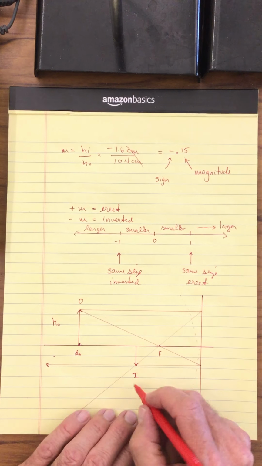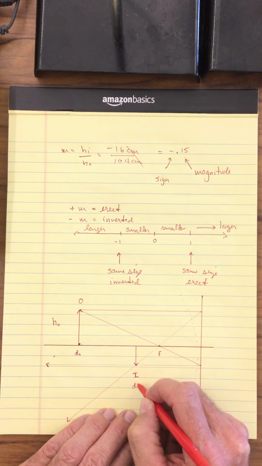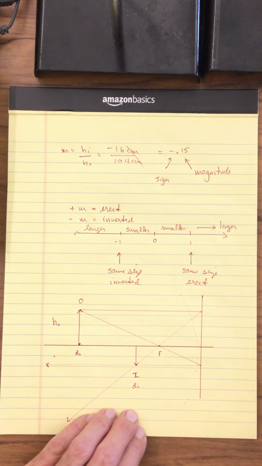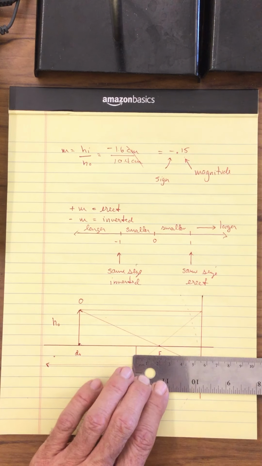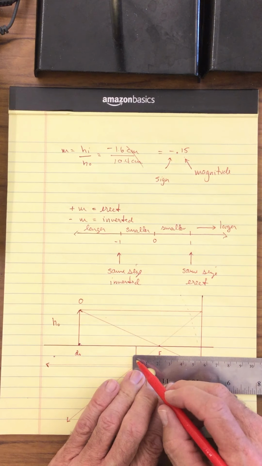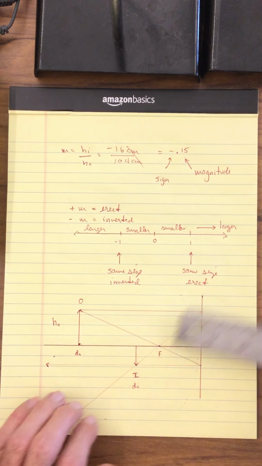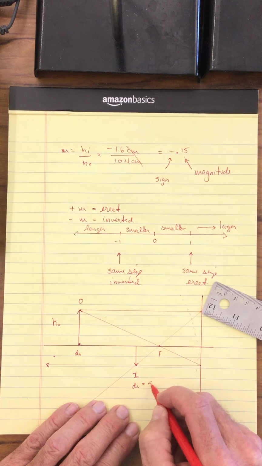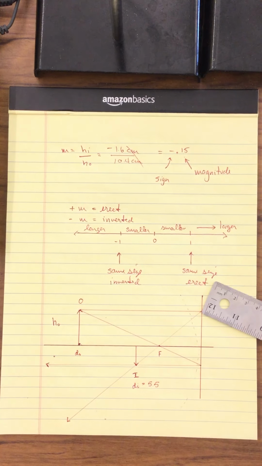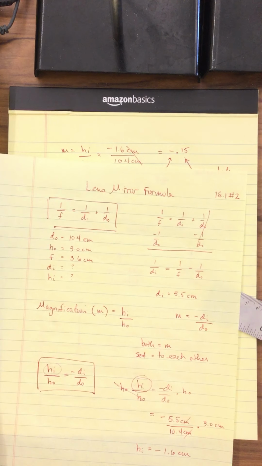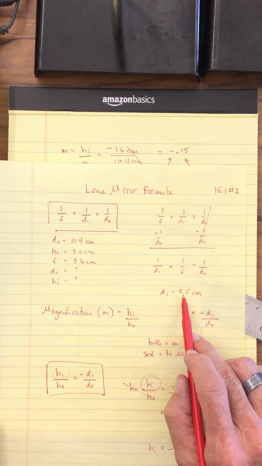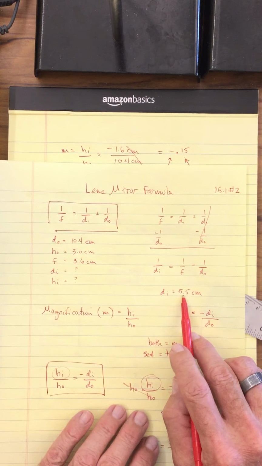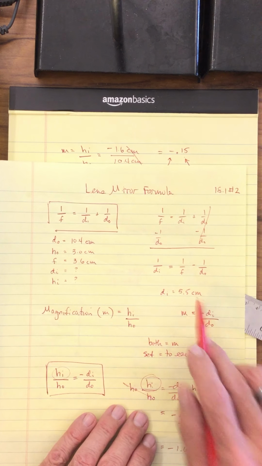Okay, so the distance of my image is going to be from here to here. What's the distance of this? This is 5.5. The distance of the image is equal to 5.5. Does that sound familiar? The distance of your image, which we had calculated with the lens mirror formula, is 5.5 centimeters.